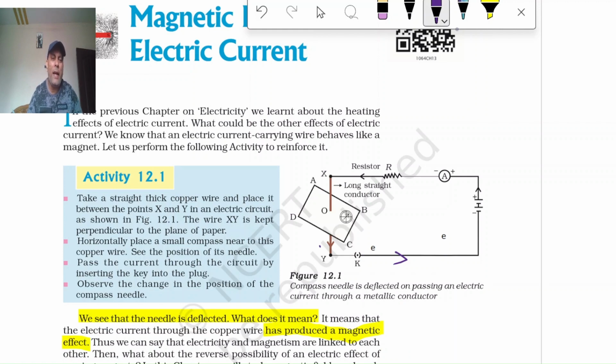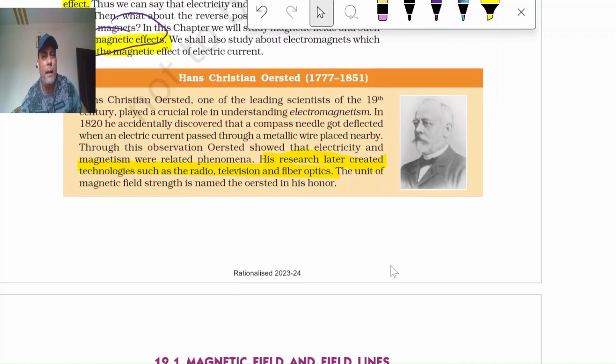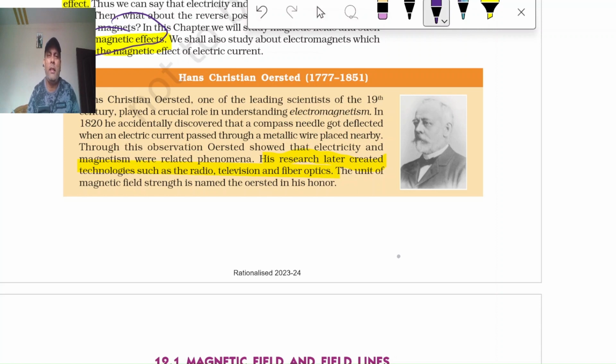So this effect is actually called the magnetic effect of current. The movement of the electrons is what causes the electromagnetic effect. And who discovered this? Hans Christian Oersted is the scientist.